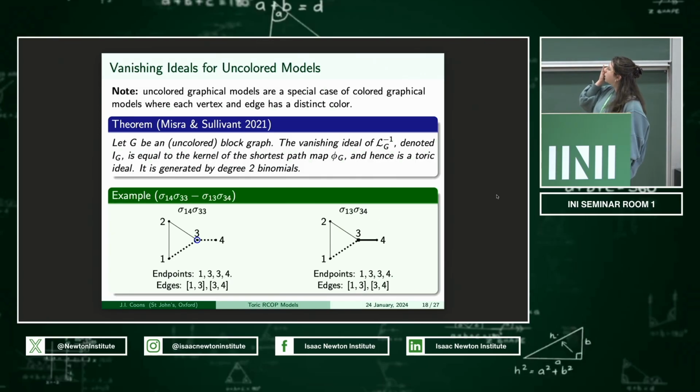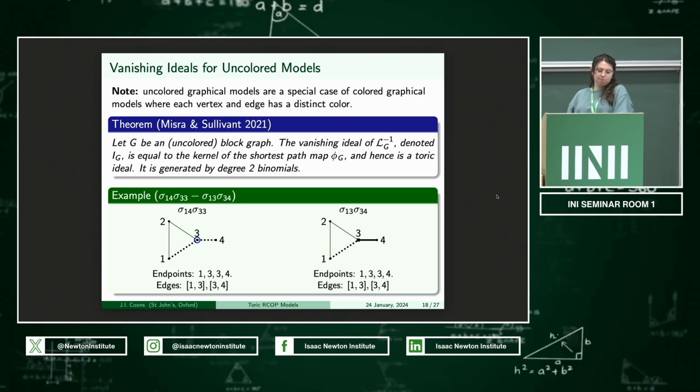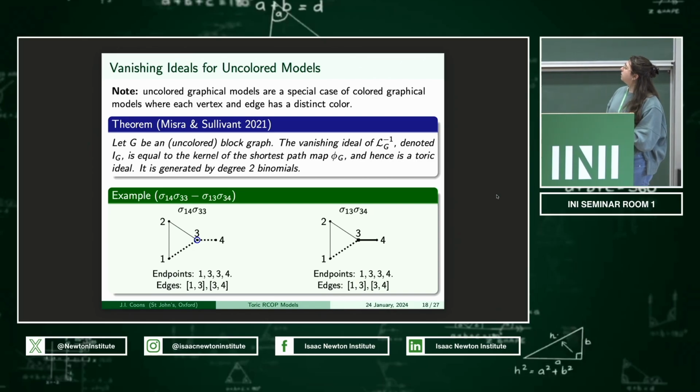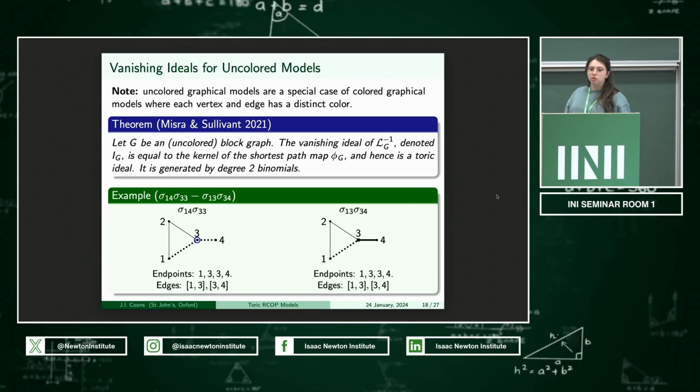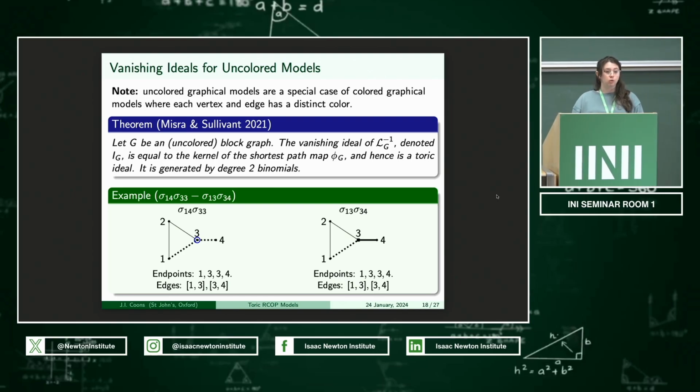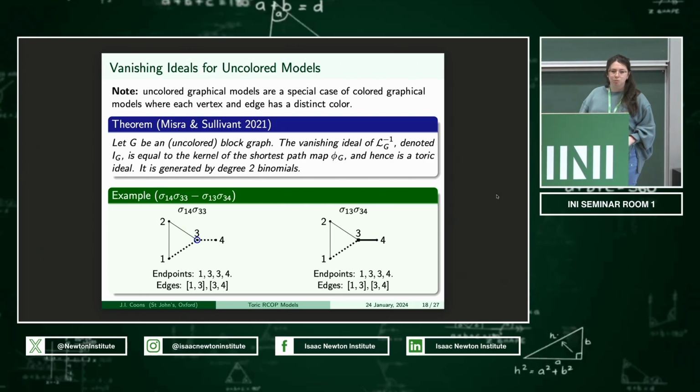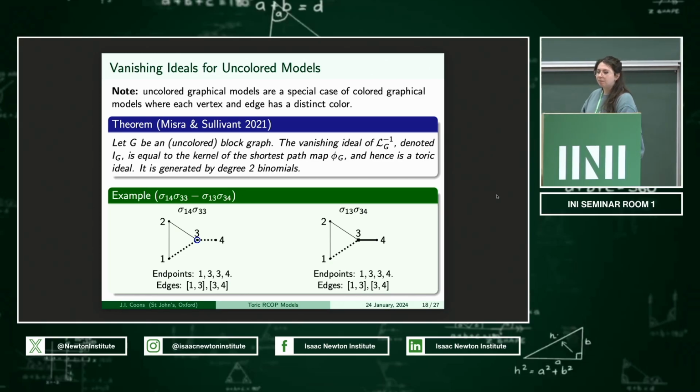Okay, so how did this work in the uncolored case? Uncolored graphical models, as we noted before, are just special cases of the colored graphical model where every vertex has a distinct color and every edge has a distinct color. What Pratik Misra and Seth Sullivan showed is that if I have an uncolored block graph, then the vanishing ideal is equal to the kernel of the shortest path map, and so is toric, and it's generated by degree 2 binomials. The degree 2 part isn't immediate from that. One has to show that. So this is also saying that the shortest path map parameterizes this? Exactly, yeah.